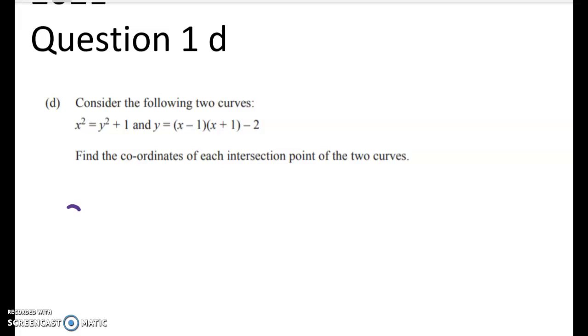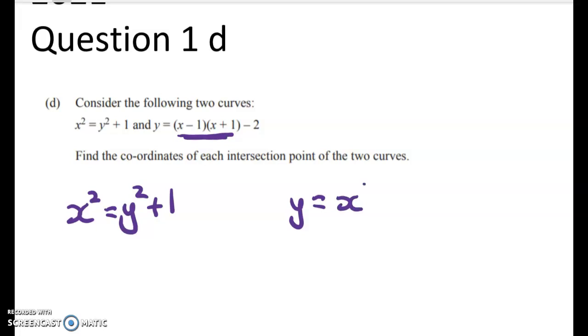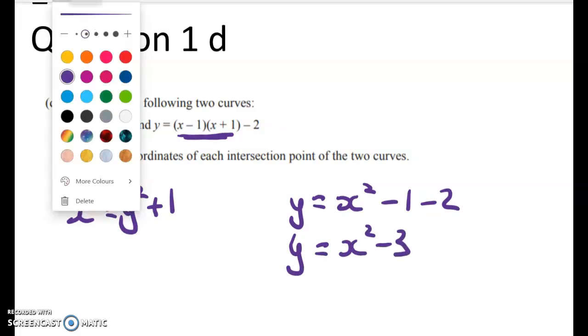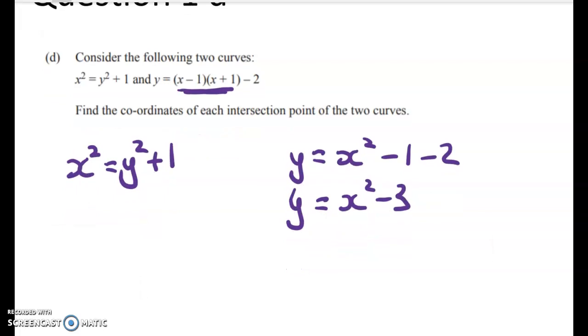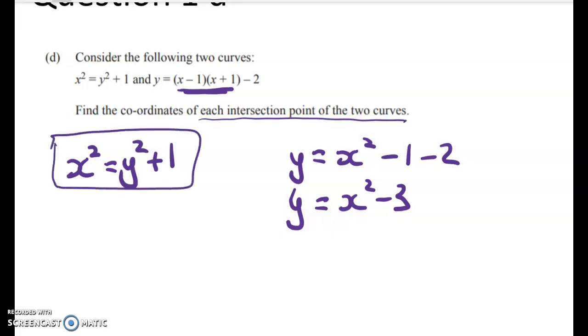Okay, so the first curve we've got is x squared is equal to y squared plus 1. And the second curve is y is equal to, right, so here we've got a difference of two squares, so it's x squared minus 1 minus 2. So we've got y is equal to x squared minus 3. And we have to find the coordinates of each intersection point of the two curves. So we want to know when is this true and when is this true.